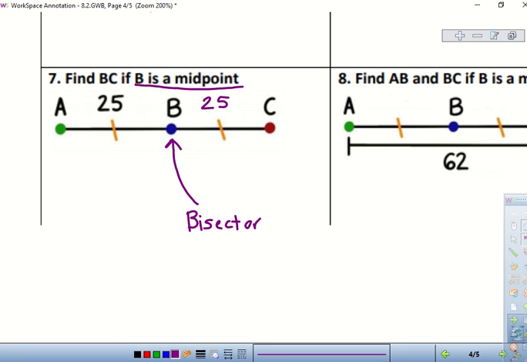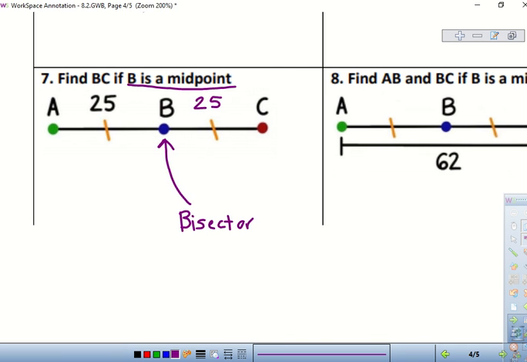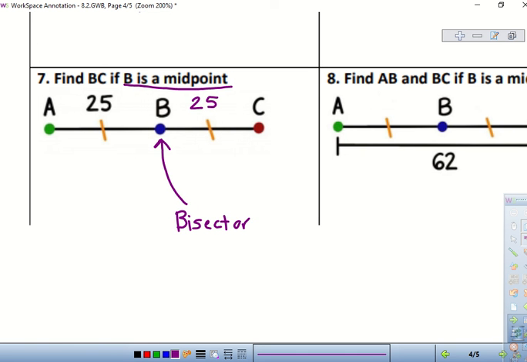Good. Is everyone good with number 7? That was it for number 7. If they had asked for AC, yes, that would have been 50. But they only asked for BC.